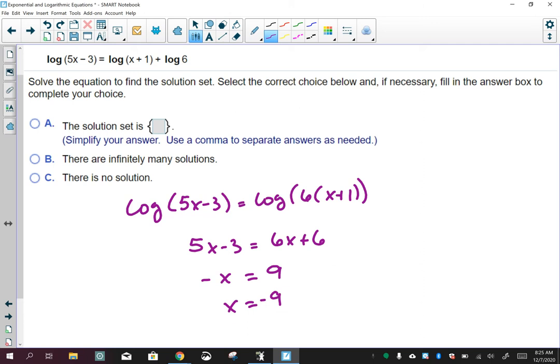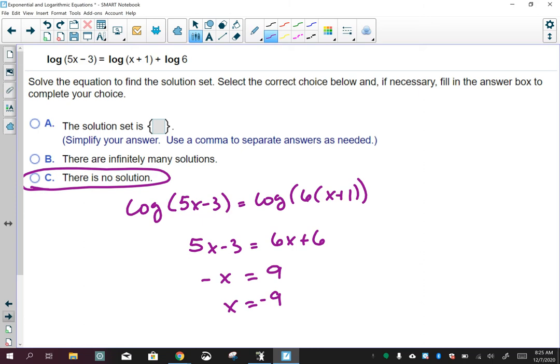All right. So then I take that negative 9 and I come up here and say, all right, I'm going to plug that negative 9 into here. So that gives me negative 45 minus 3. Oh, no, can't have that. So that means that there's going to be no solution. Okay. Because remember, if one of your logs go negative, that's it. You're done. You cannot have a negative log.